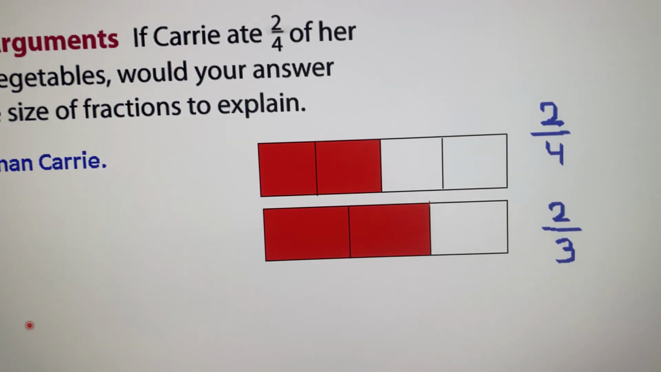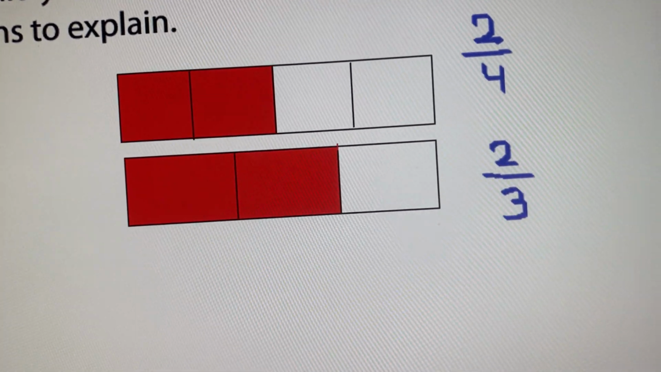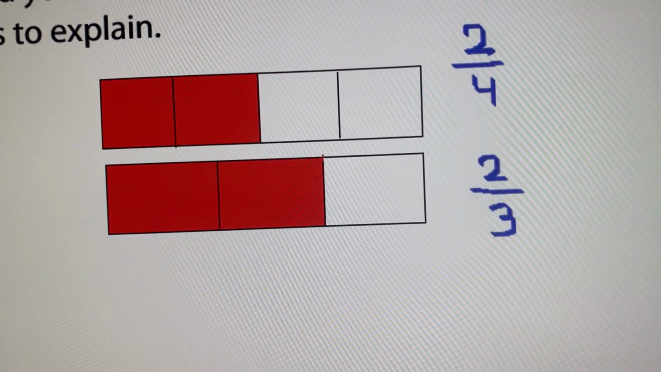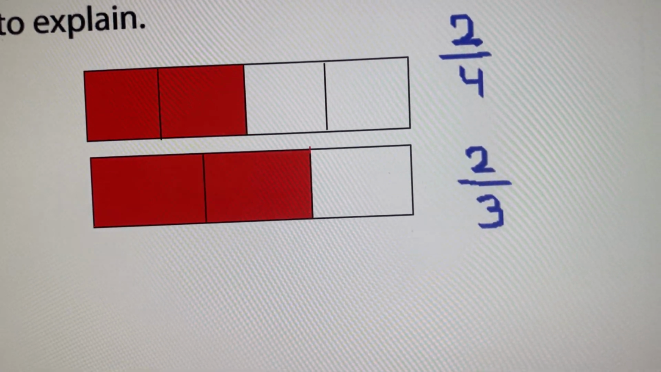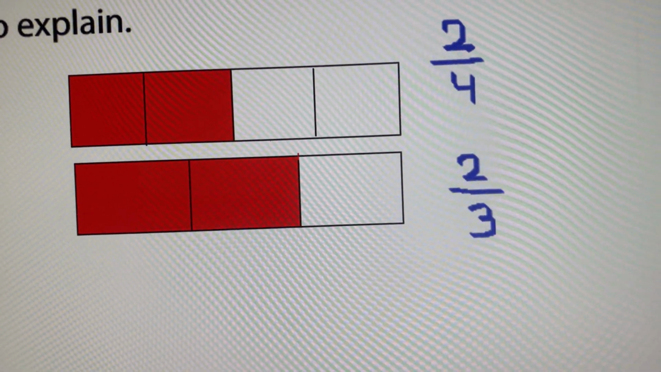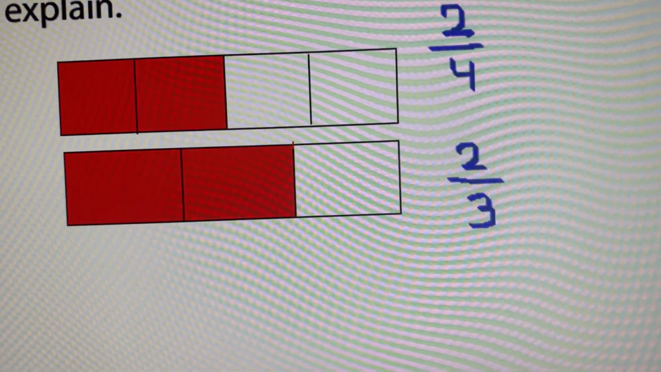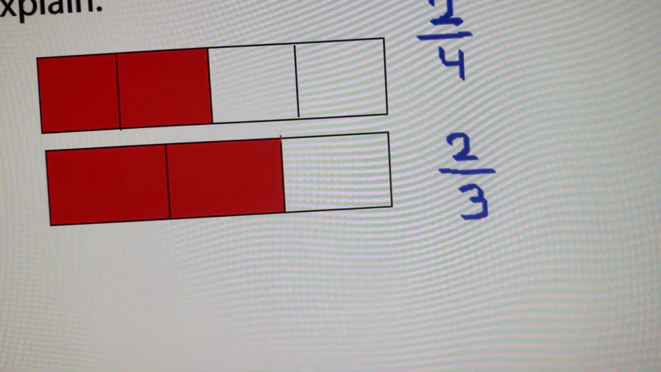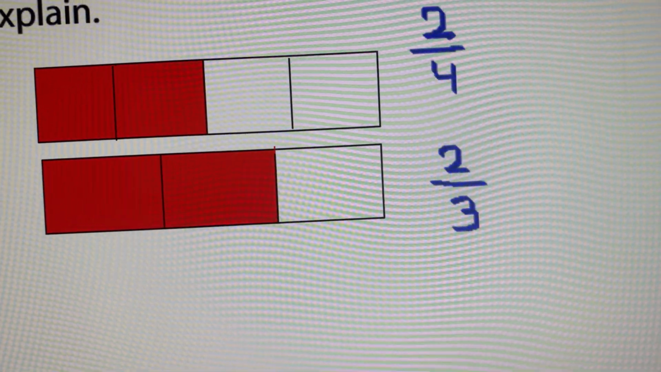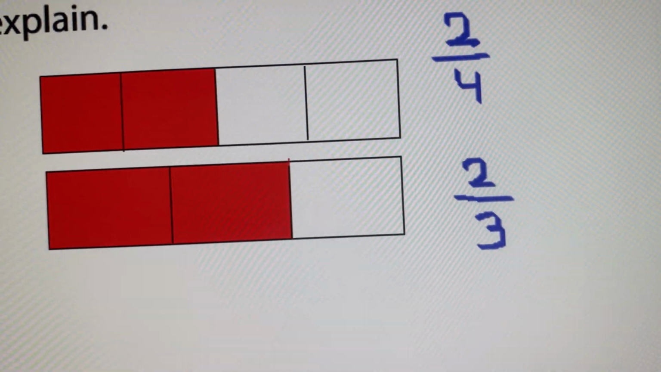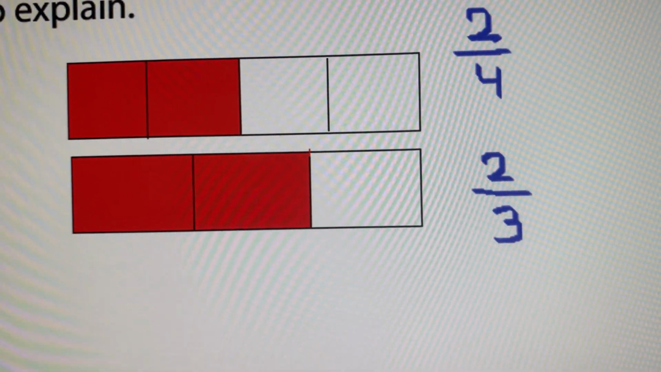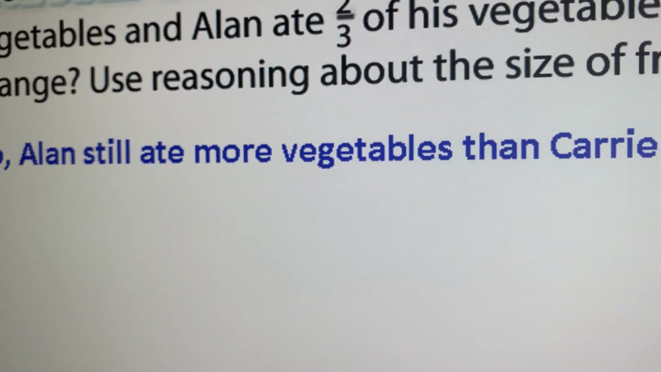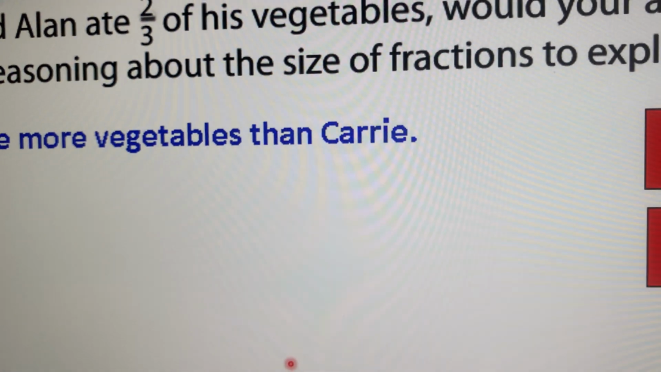Now, I drew these models for you. We said that if I want to break the whole into 4 equal parts, I have to cut it more than when I break it into 3 equal parts. So the parts of the fourths will be smaller than the parts of the thirds. So no, Alan still ate more vegetables than Carrie.